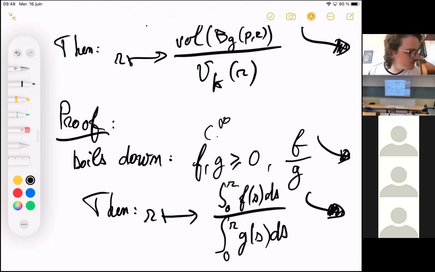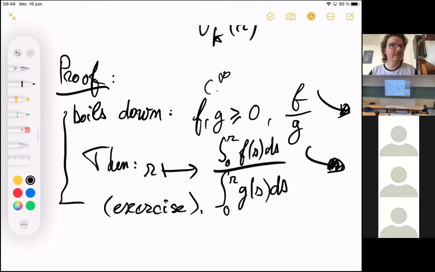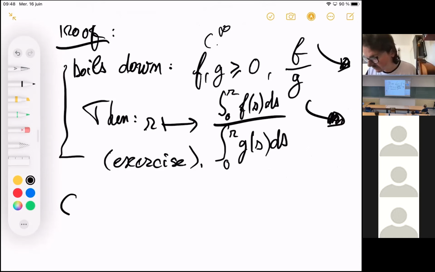The proof is just computing the derivative and trying to write it in a way that makes use of the assumption that f over g is non-increasing. So I will leave that as an exercise. It's written in the notes. Okay, and now, a corollary of that.